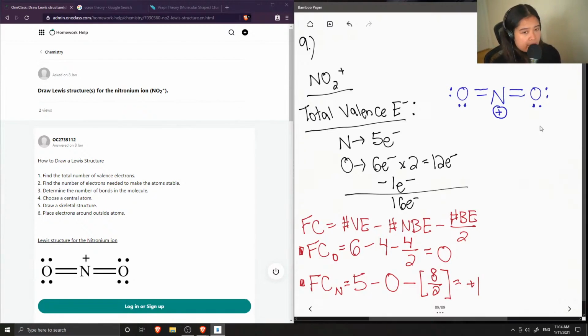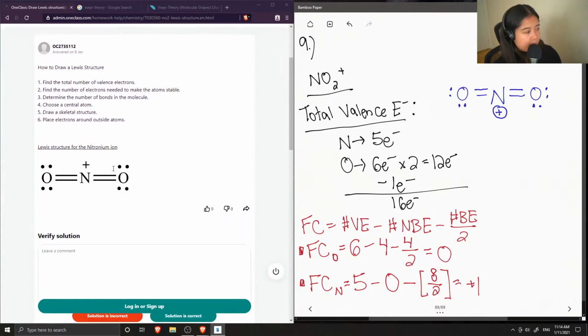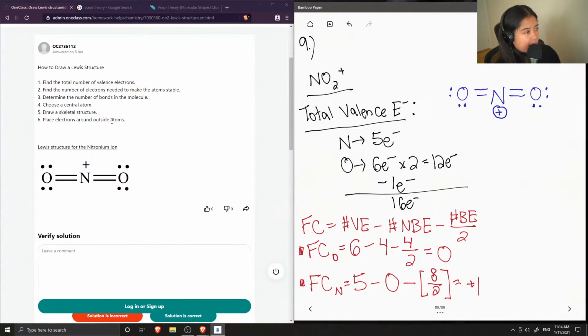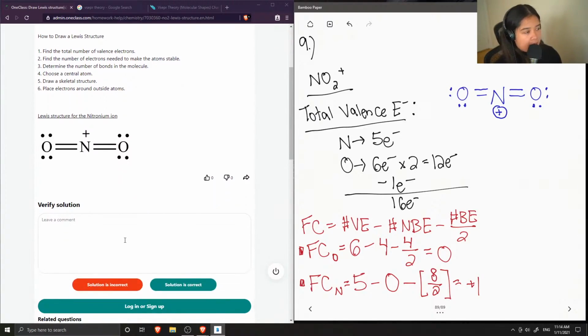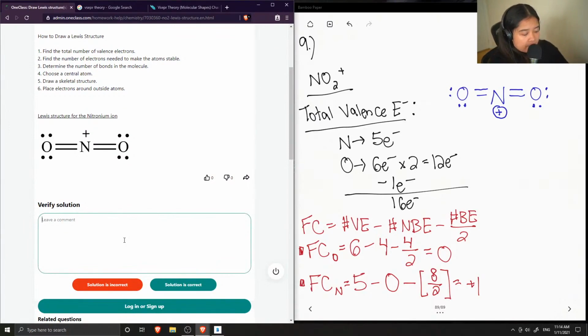So let's see what the junior tutor said. They wrote out all the steps and got the same structure. So this solution is correct.